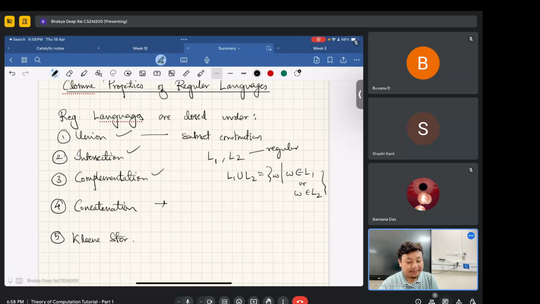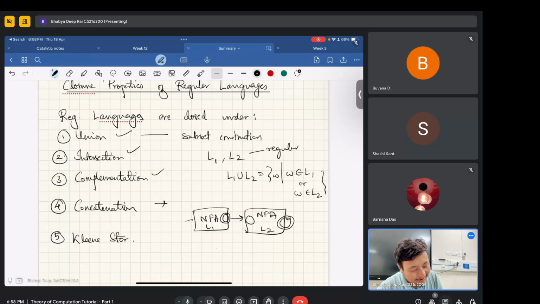Concatenation is as simple as this. I take the NFA for L1, then the final state for L1, I'll concatenate it with the start state of the NFA of L2, and then it'll have its own final state.